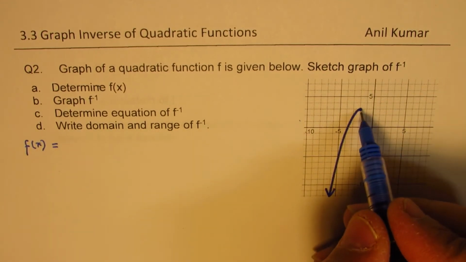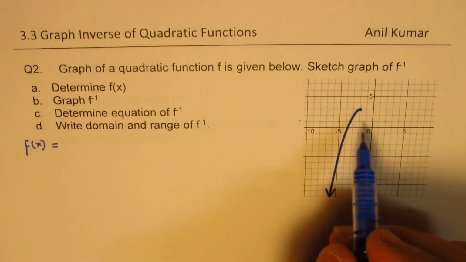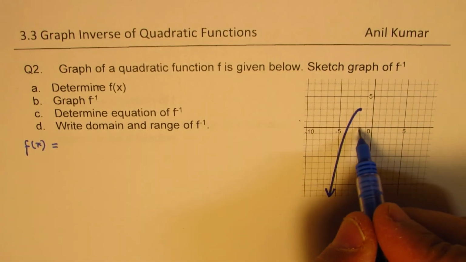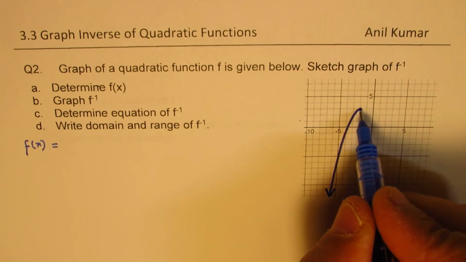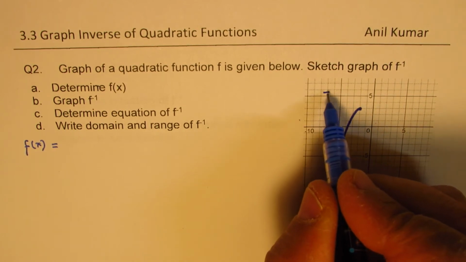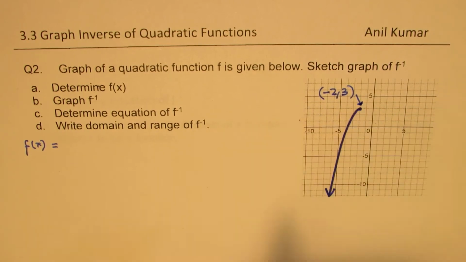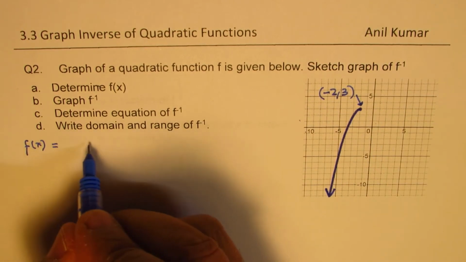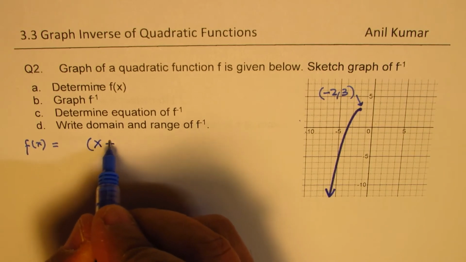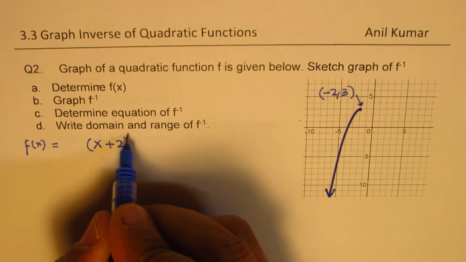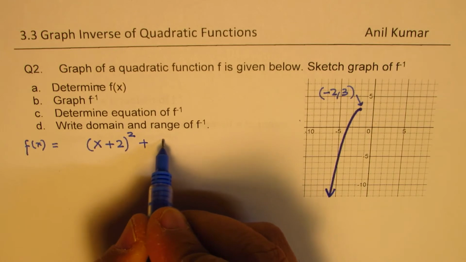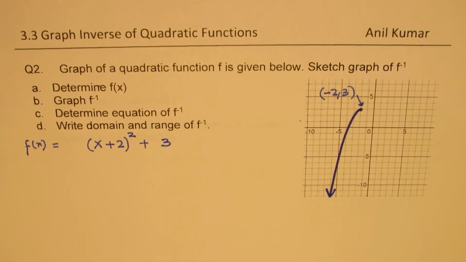Now here, it's a parabola given to us. We know that the vertex is at a point which is minus 2, 3, right? So this point here is minus 2, 3. So that is the vertex. That means we get x plus 2 whole square plus 3. Now, it is opening downwards, and therefore, we have to have a negative sign. But before that, we have to see these steps.